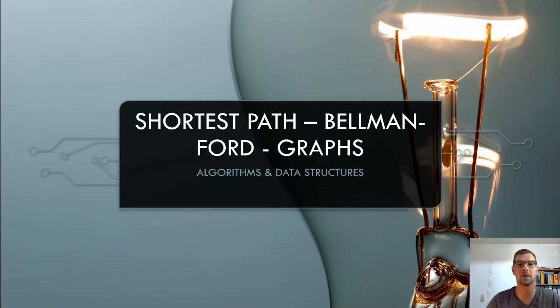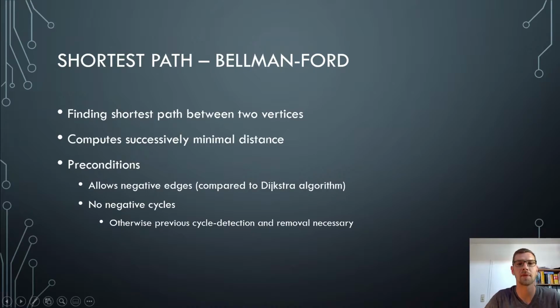Today we are talking about the shortest path problem again, but this time about the Bellman-Ford algorithm for graphs. The Bellman-Ford algorithm tries to find the shortest path between two vertices in a graph, and it does so by successively computing the minimal distance between the nodes. There are certain preconditions and a strong difference to the Dijkstra algorithm. If you didn't see the Dijkstra algorithm video, have a look here. I blended it in for you.